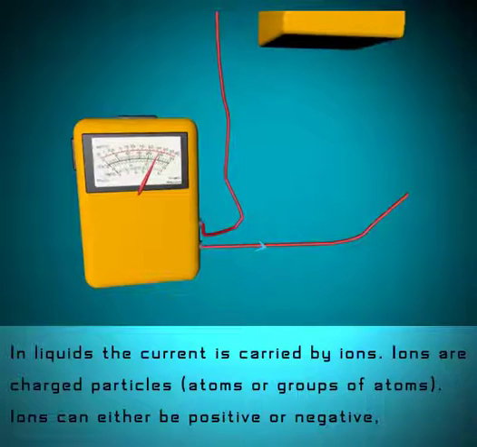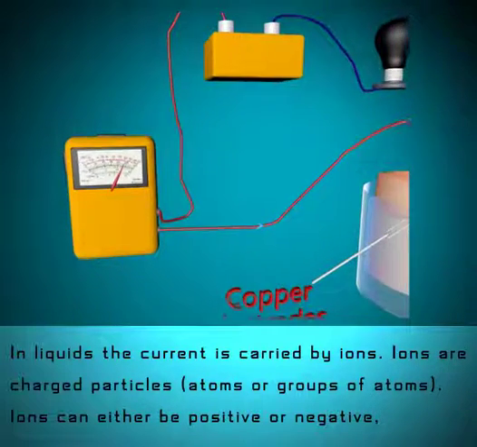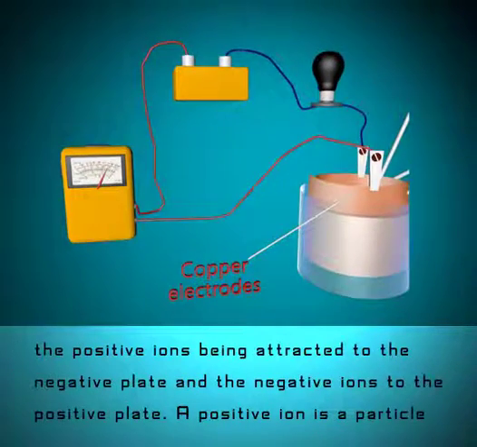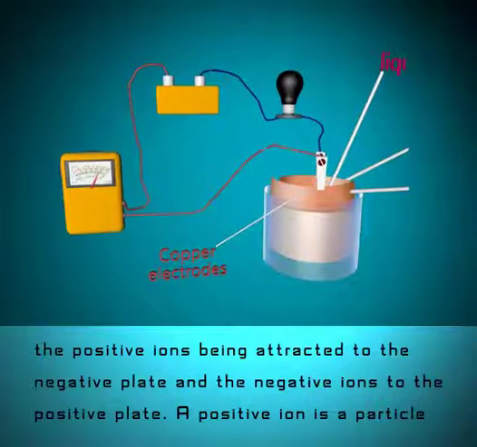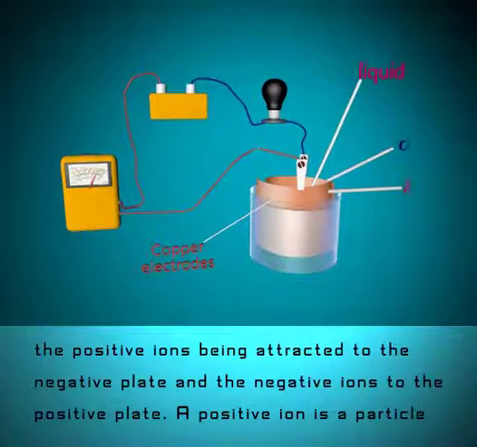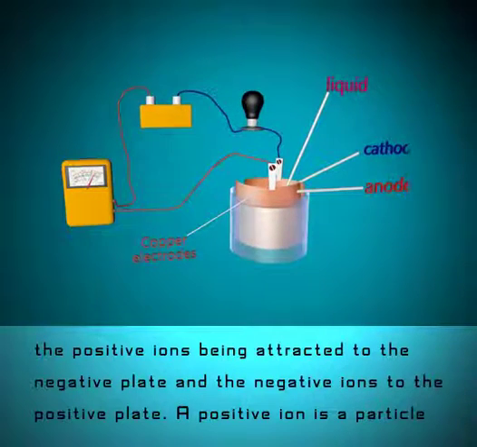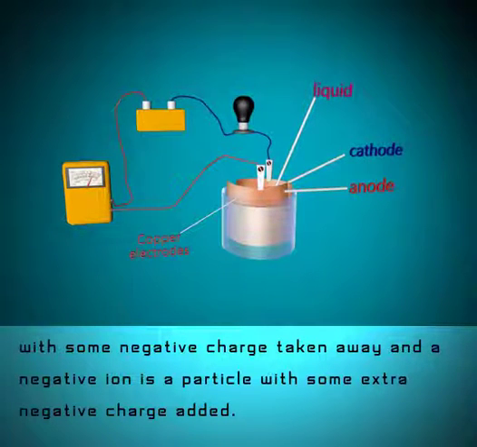Ions are charged particles, atoms or groups of atoms. Ions can either be positive or negative, the positive ions being attracted to the negative plate and the negative ions to the positive plate. A positive ion is a particle with some negative charge taken away, and a negative ion is a particle with some extra negative charge added.